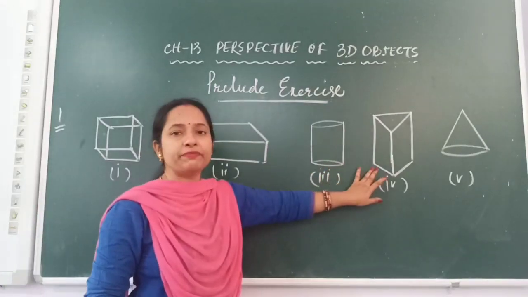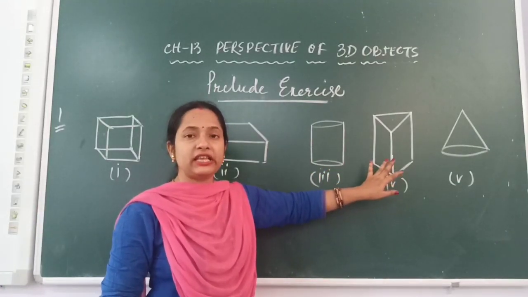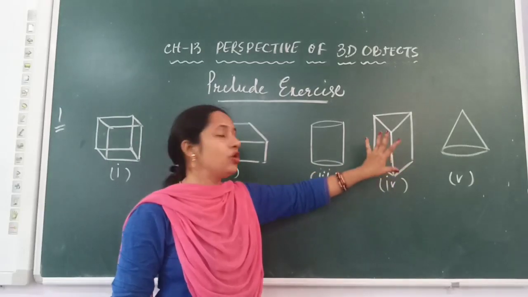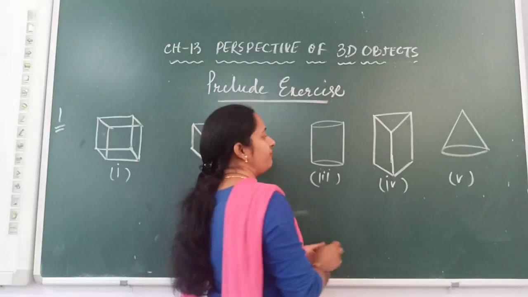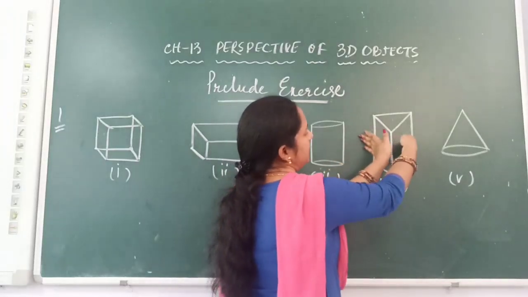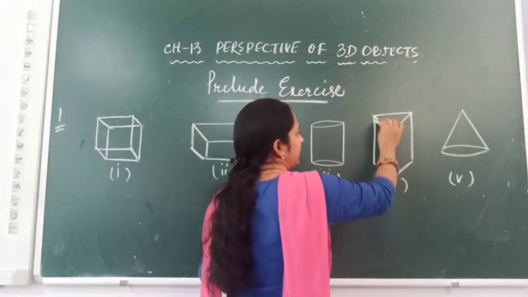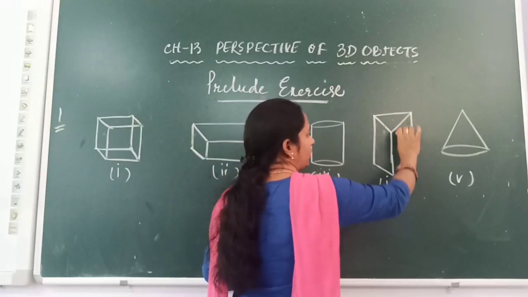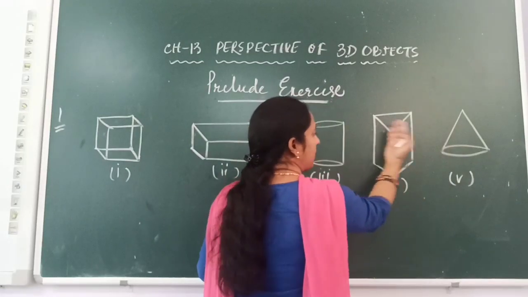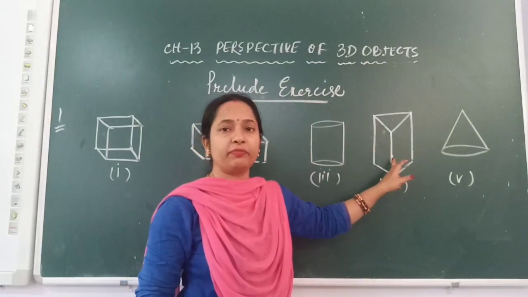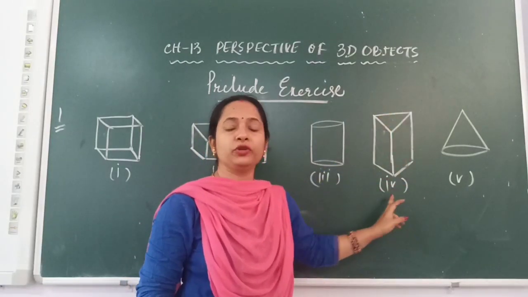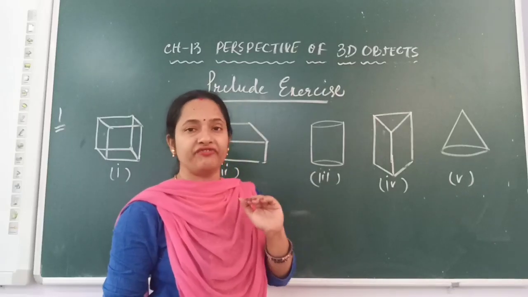Whereas this is a triangular prism. Already we have discussed about it. In a triangular prism we have 3 faces. You will find these two faces are rectangular faces, as well as there will be a base also which will be rectangular in shape. So 3 rectangular faces and top and bottom you will get 2 triangular flat faces.